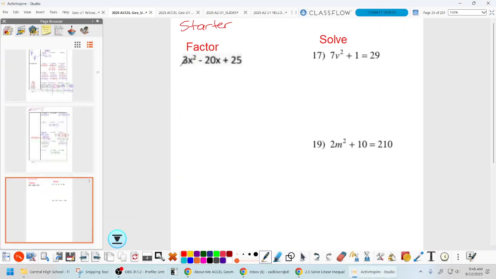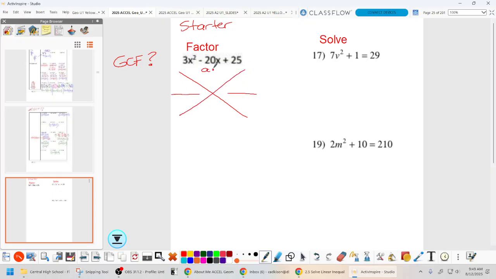So factoring, is there a GCF? That should always be your first question. What do you think? No. And remember to look for x's or whatever variable as part of your GCF.